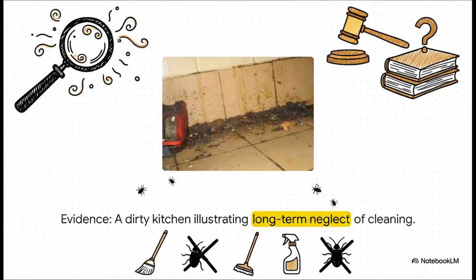Okay, next piece of evidence. This floor-to-wall junction. We've all seen this 1,000 times. It's a classic sign of long-term neglect. You can practically smell the buildup of grease, dirt, and who knows how old food debris. Again, we know it's a problem, but what's the legal hook?